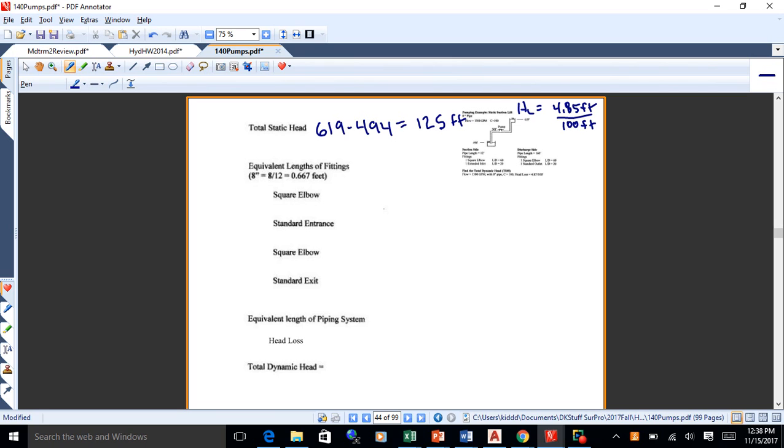What's that? Convert 8 inch to feet. 0.667.